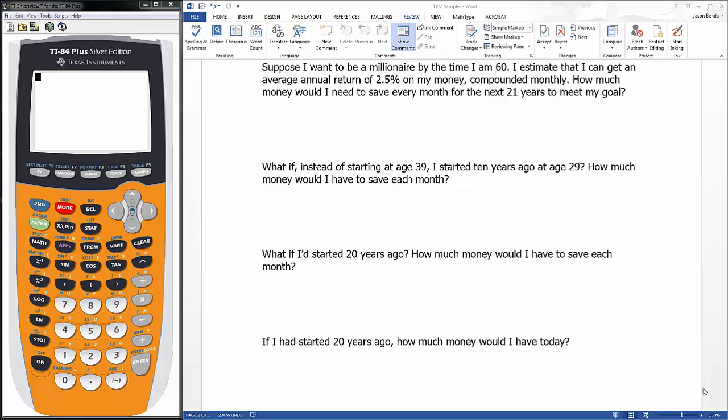Here's my second set of examples in using the TVM Solver. So once again, we're going to get into the TVM Solver. So under Apps, the first one is Finance, and the first one under Finance, TVM Solver.